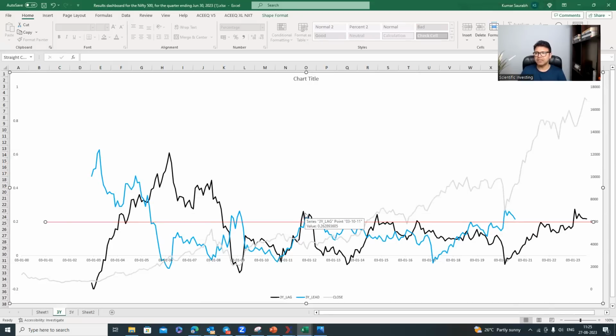The black line is the 3 year rolling CAGR return with a lag. That means agar aaj 2023 ka June hai, from June 2020, what has been the return today? So that is the lagging return. And the 3 year lead, which is the blue line, that says agar aaj June 2017 hai aur aaj kisi ne invest kiya to usko June 2020 mein kitna return mila. So one is forward looking with historical data, one is backward looking.